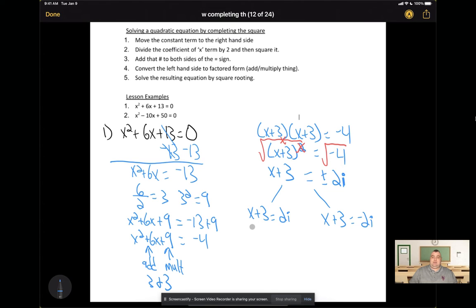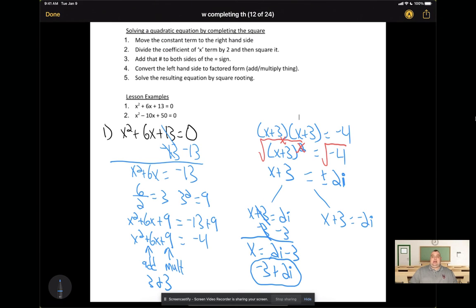If I solve for x here, I'm going to subtract 3 from both sides, and I end up with x equals 2i minus 3. Now remember, when we write out our answers as a complex number, as I've mentioned in previous lessons, we always write the real number first and the imaginary number second. In this case, the real number is minus 3, and the imaginary number is 2i. So I'm going to rewrite 2i minus 3 as negative 3 plus 2i. All I did is switch around the order, so that I have the real number first and the imaginary, the i term, second. So the first solution is negative 3 plus 2i.